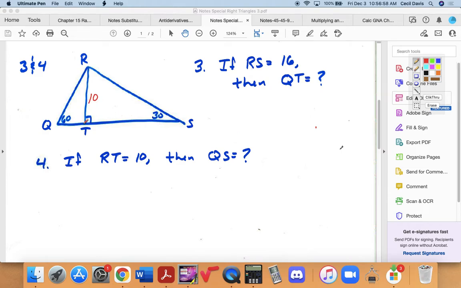So from RT to QT, we're going from long leg to short leg. So what are we going to do? Divide by the square root of 3. So again, we'll rationalize the denominator. So that's 10 square roots of 3 over 3.